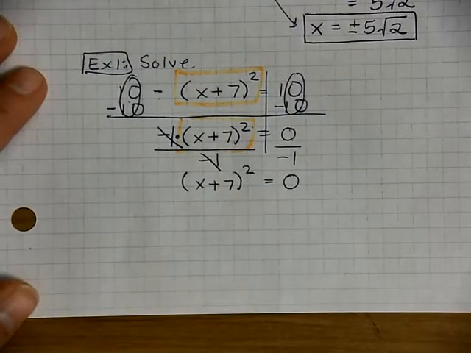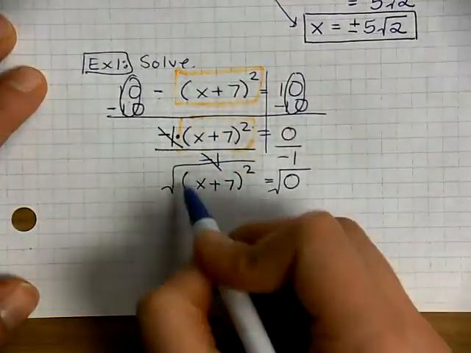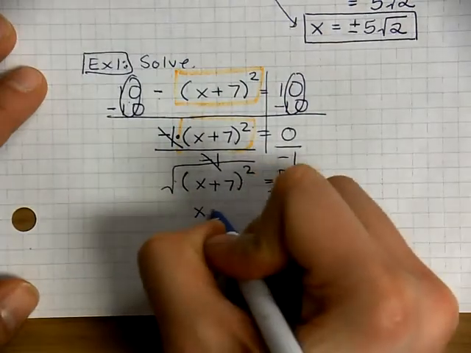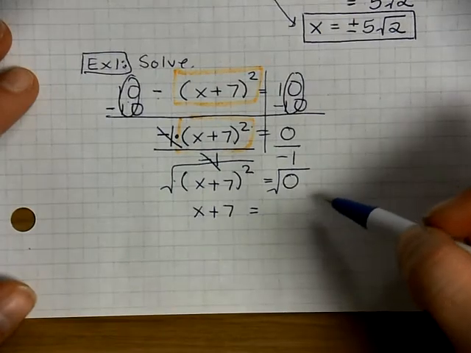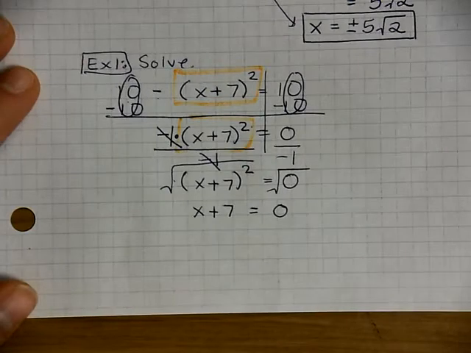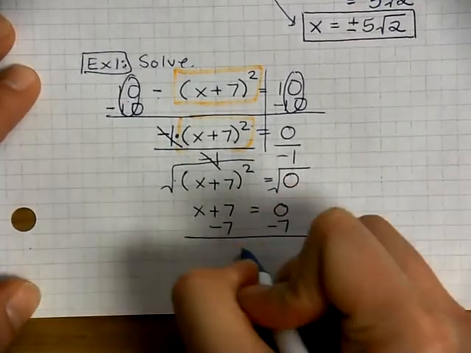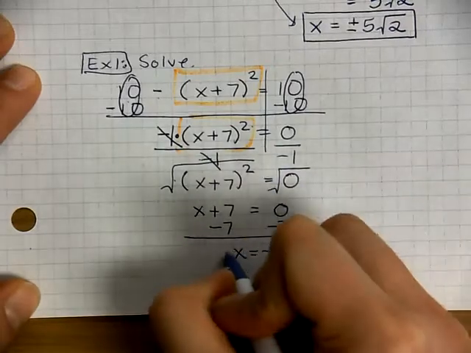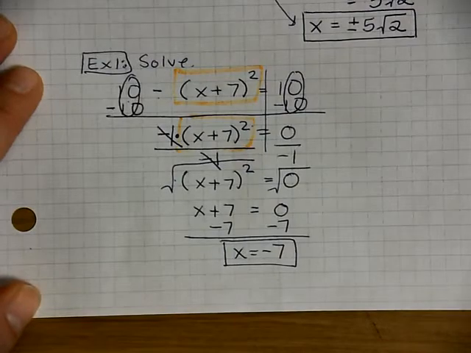Alright, I've isolated what's being squared, so now I can undo the squaring by square rooting. The square root of something squared is just whatever's in the parentheses, is equal to, I'm thinking, well, what times itself is 0? The only thing times itself that is 0 is 0. We don't have plus or minus 0 because 0 is not positive or negative. So in order to solve here, all I have to do is subtract 7, and I get x is equal to negative 7. So here's a situation where we don't have two solutions, we only have one.